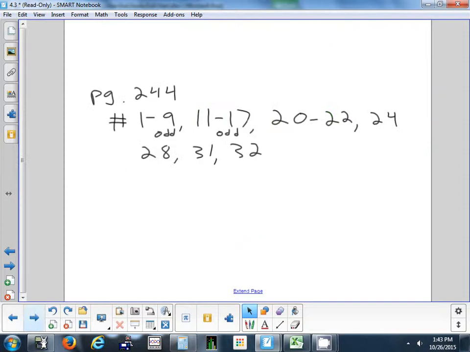All right, so the homework. It's really just 1 through 17 odd, 20 to 22 all, and then 24, 28, 31, and 32. Okay, so we'll take a look at that tomorrow. We've got one more section in chapter 4 to do, and then that's it for chapter 4.